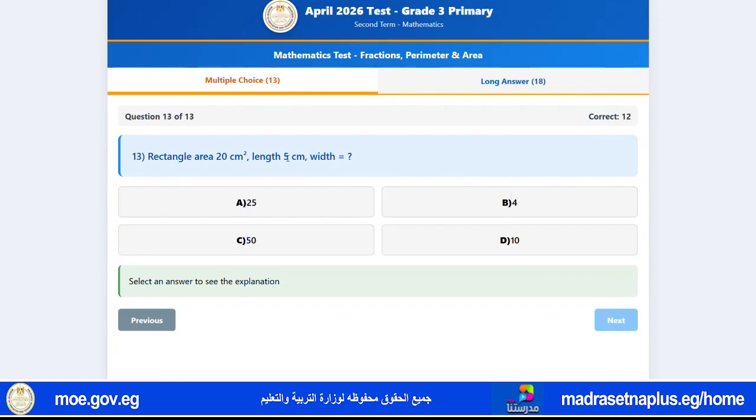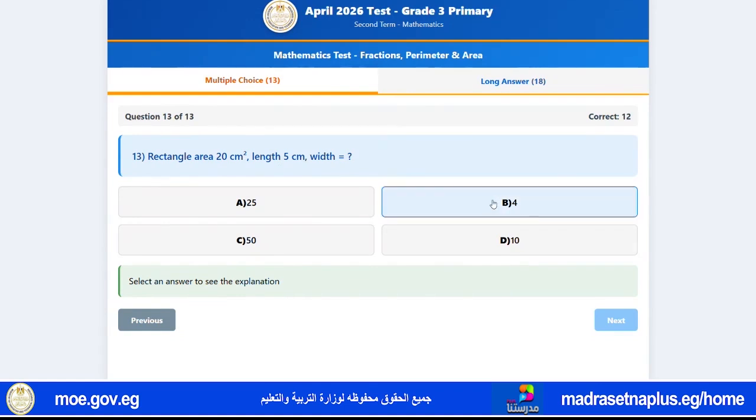So which number times 5 equals 20? It's 4. So how to get the length if you have the area? How to get the width if you have the area? Area equals length times width. So length equals area divided by width, or width equals area divided by length. In our example, I need the width. The width equals area divided by length. That means 20 divided by 5 equals 4.